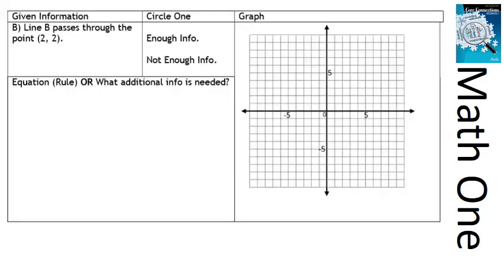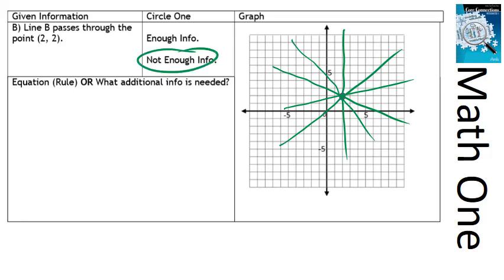So part B says line B passes right through the point 2, 2. So if I go over 2, up 2, there we are. All right, passes through that point. Well, that's great. The problem is, and if I saw some of you write this on your study team test, you're like, hey, there's a lot of lines that pass through that point. Which one are you talking about, right? So unfortunately, you gave me one parameter. They all share this single point, but we have no idea what the slope of this line is. So there's not enough information here.